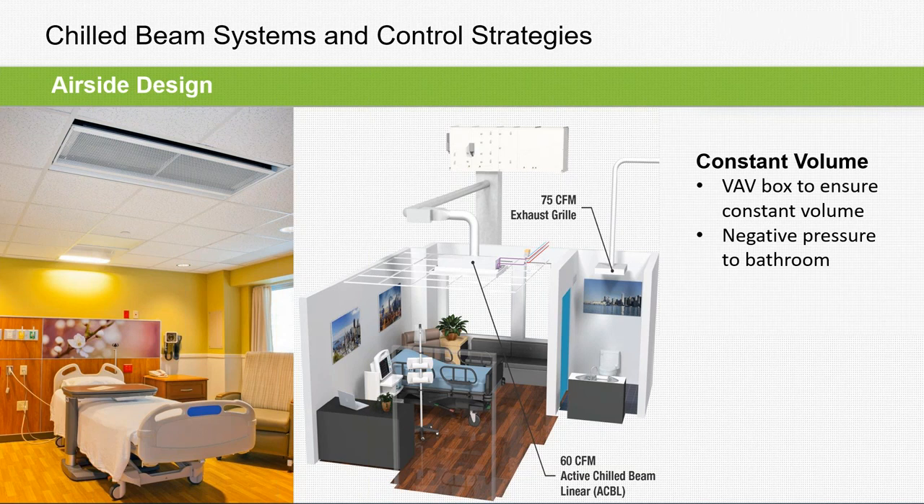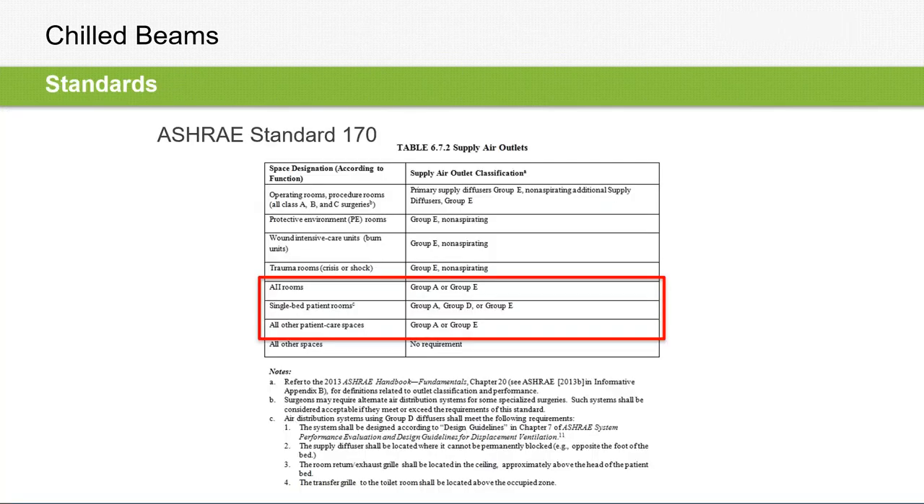One question that comes up in these spaces is how do you handle the shower, the humidity from the sink? Usually the bathroom is going to be a negative pressure space. You're going to exhaust a little bit more than you supply. That really keeps the moisture locked in there and makes sure all the smells and moisture from the bathroom don't actually get up into the beam. So that's a good application here for chilled beams in non-critical spaces.